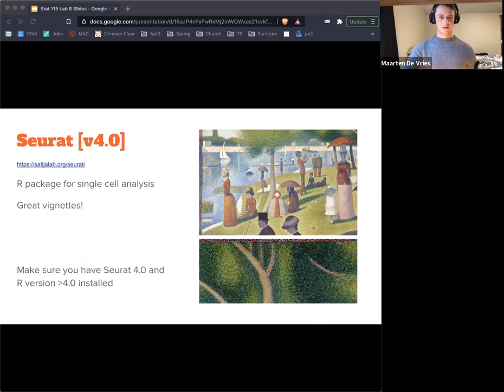Seurat updates continuously, so please stick with the Seurat website's explanations and documentation, because on Stack Overflow, people might give you a solution that's using Seurat 2.0, which is actually quite different from 3.0 and 4.0.